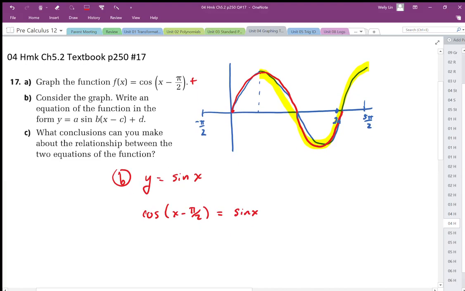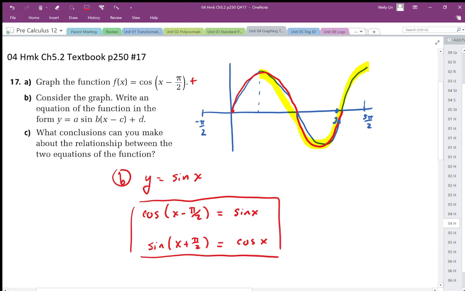Okay, we could also shift the sine backwards, so we can say the sine of x plus pi over 2 is equal to the cosine graph. Okay, because if we shift the sine graph to the left pi over 2, we're just going to end up with a cosine graph. And these are two generalizations which can be very useful. In fact, these are what we call identities.